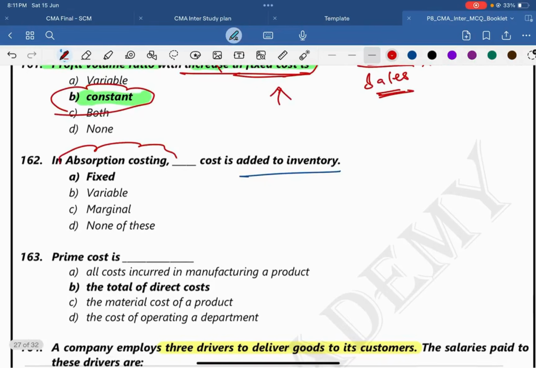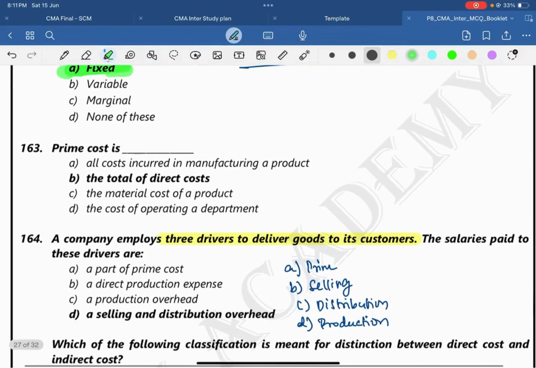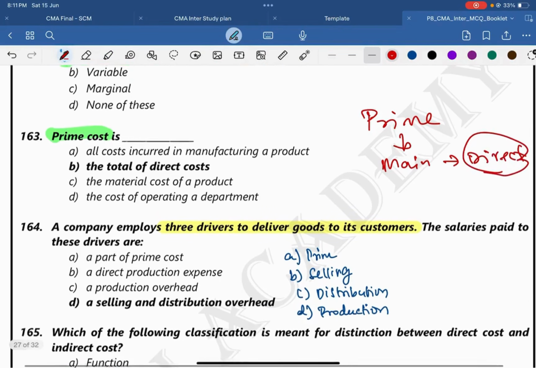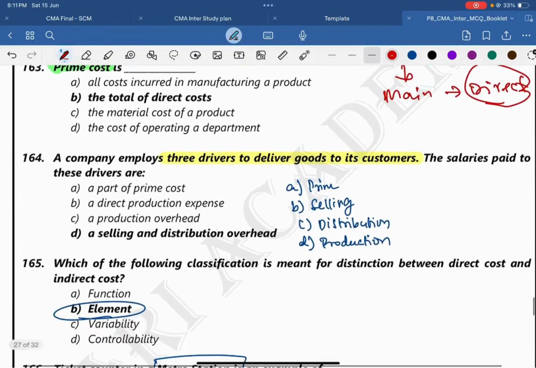162. In absorption costing, fixed cost is added to the inventory. Then prime cost. What is the prime cost? Prime cost is nothing but the important cost, the main cost. Main cost is also known as direct cost. All the direct costs will be treated as prime cost. All the indirect costs will be treated as overheads.